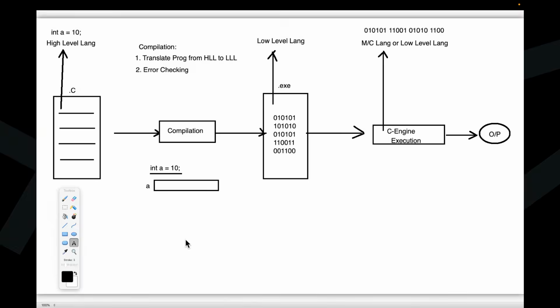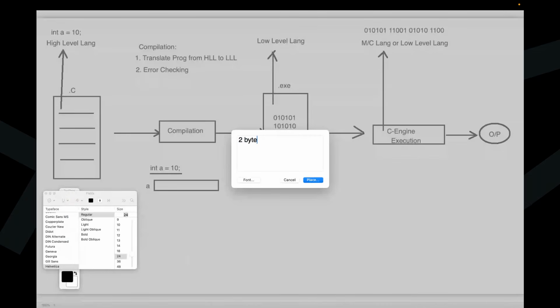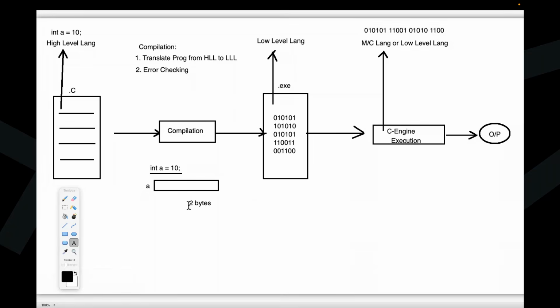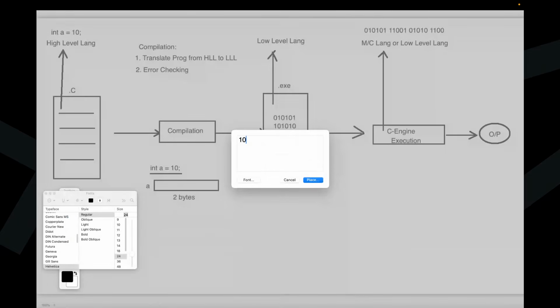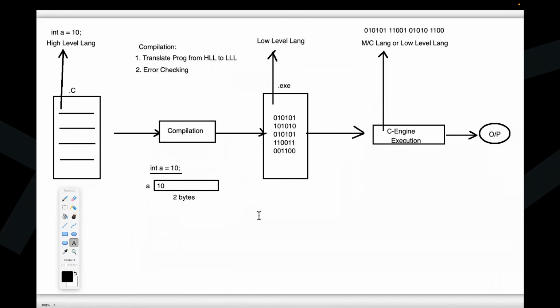Now it will be like what? 2 bytes of memory will be allocated in the case of the C programming language. In the 2 bytes of memory, a value will be stored. What is the value for a? 10. The value 10 will be stored inside the memory. This is going to happen.